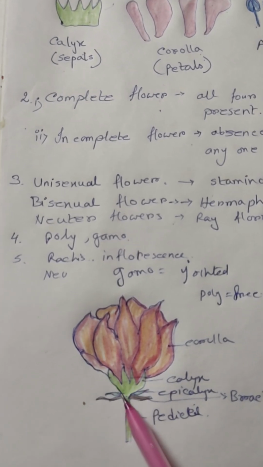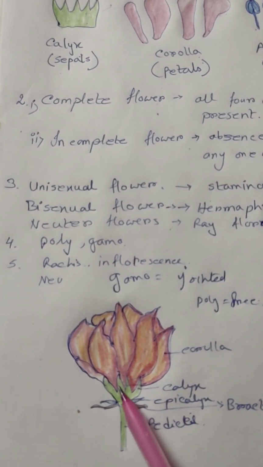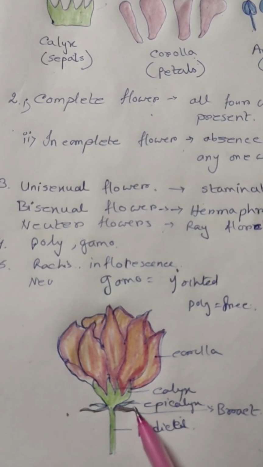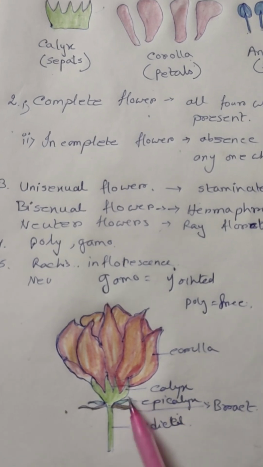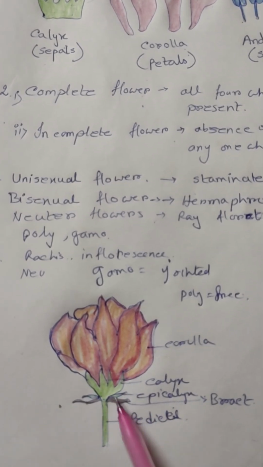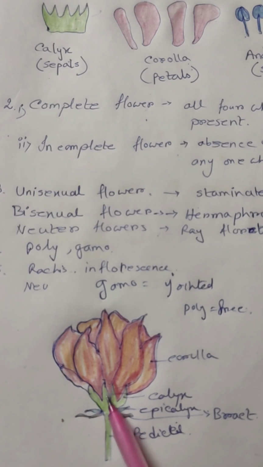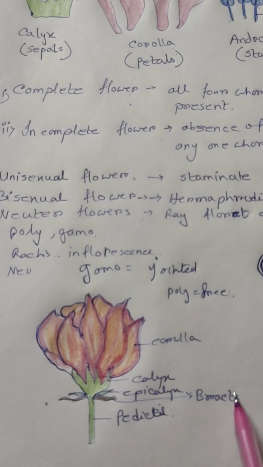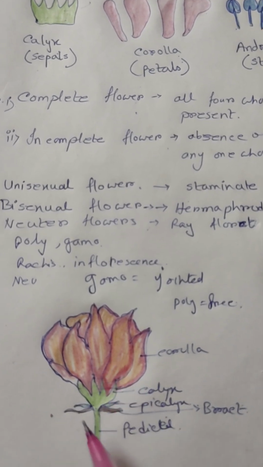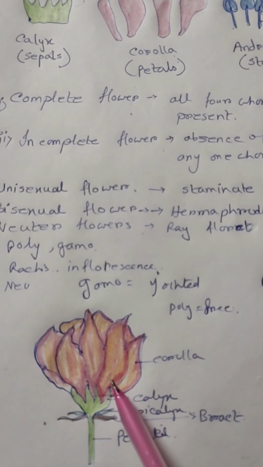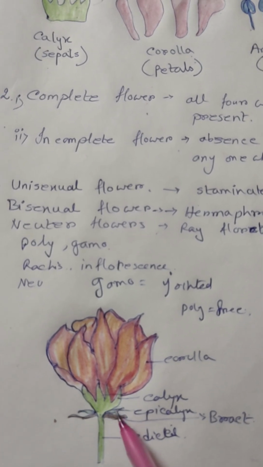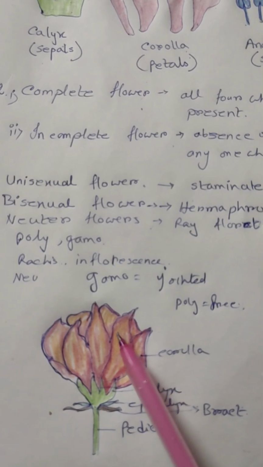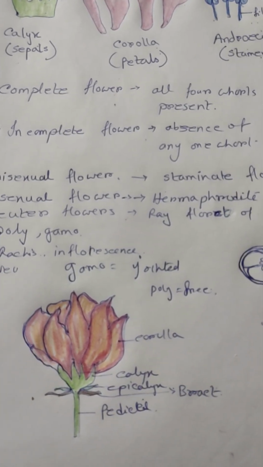At the outermost part of the calyx, there is another type of structure called epicalyx, and a leaf-like structure found below the flower, below the calyx, is called the bract. It's a leaf-like structure. So from the outside to the inner side, the parts of the flower are bract, epicalyx, calyx, corolla, androecium, and at the innermost side there is the gynoecium.